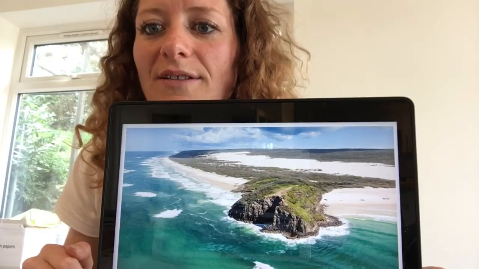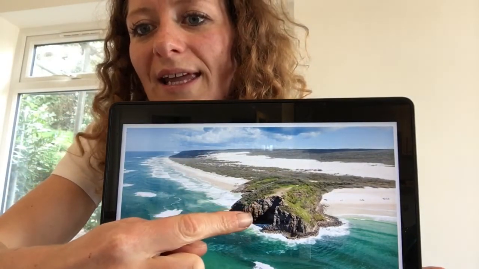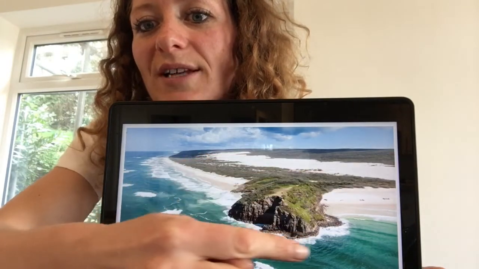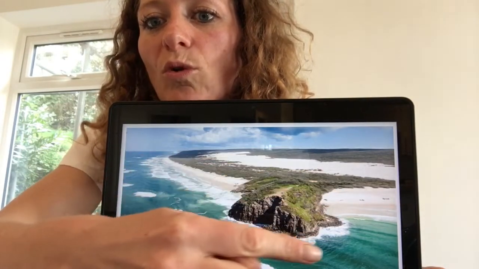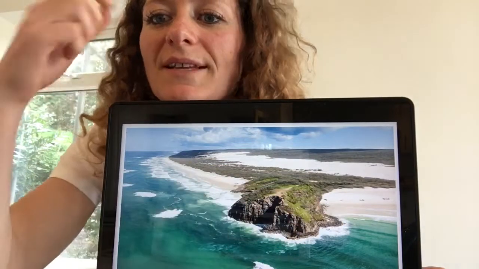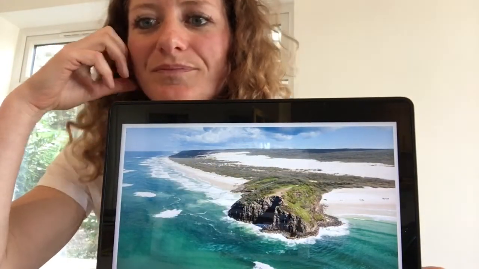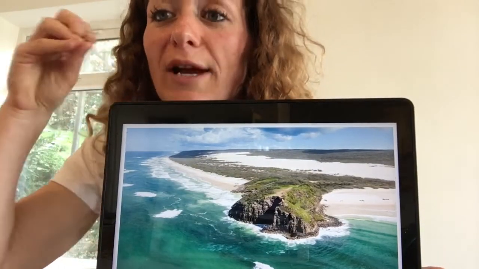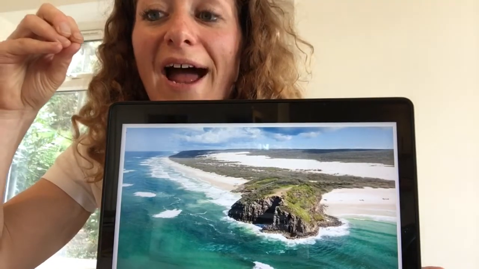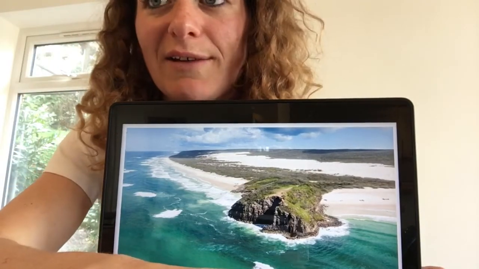Now, the thing that you're looking at here is quite unique to Fraser in itself because it's a small mass of rocks. And this is actually called Indian Head. Now, Indian Head is a really cool place to go and stand and to go and look for the different animals that live in the water.